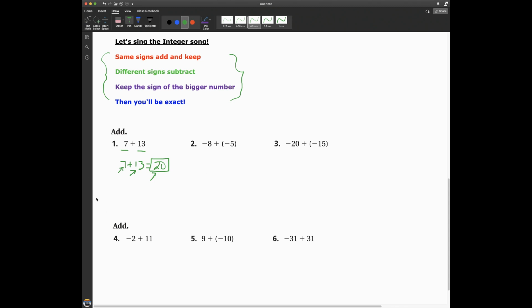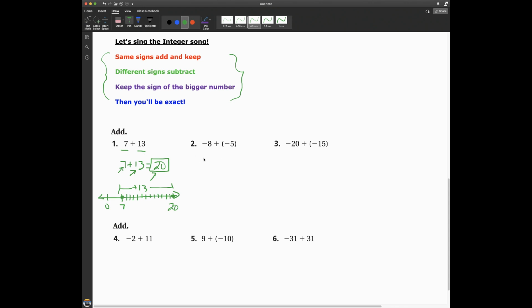We could also use a number line if we wanted to look at this. We could say, well, here's 0, and let's say 7 is right here. And so I'm going to start at 7 and I want to add 13. 1, 2, 3, 4, 5, 6, 7, 8, 9, 10, 11, 12, 13. I end up way over here. All right, this is adding 13 units. And where do I end up? And I can count, and you will see that you end up at 20. Okay, so again, same sign, add and keep.